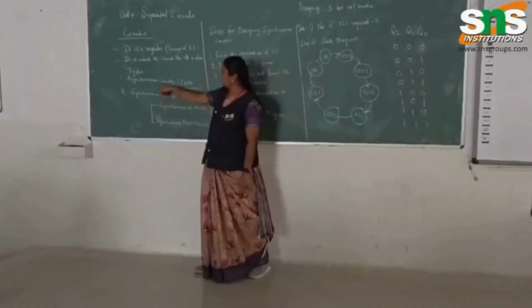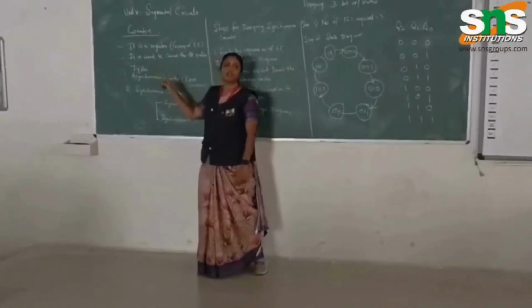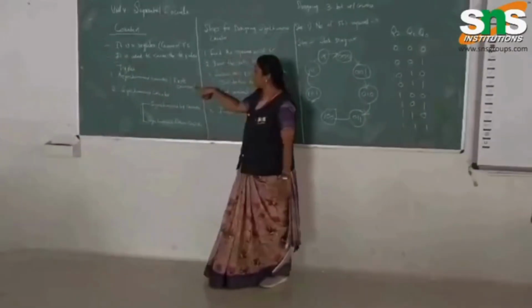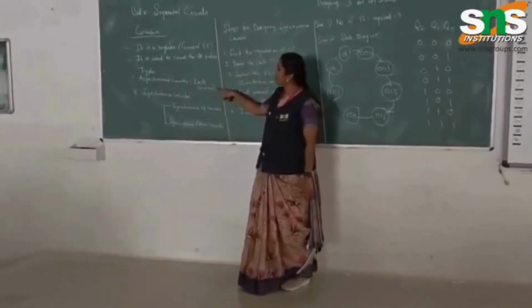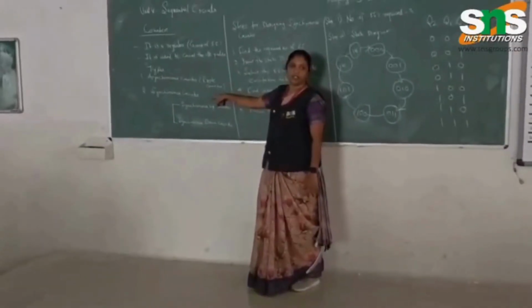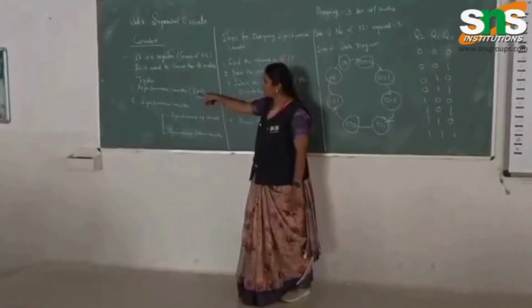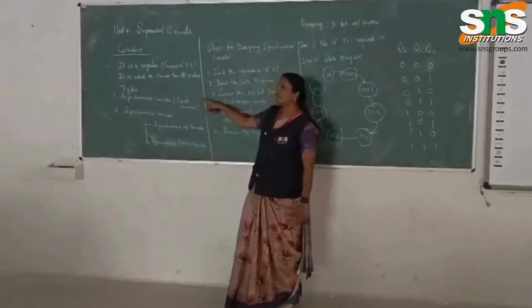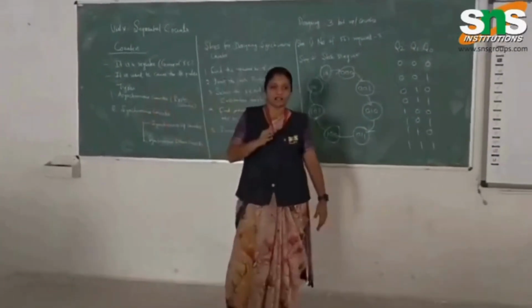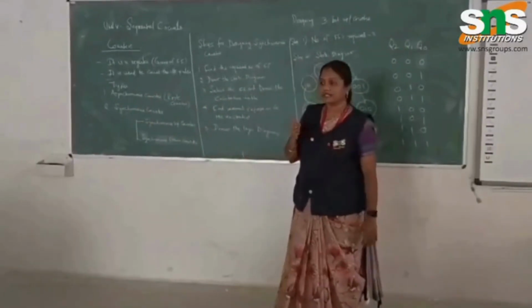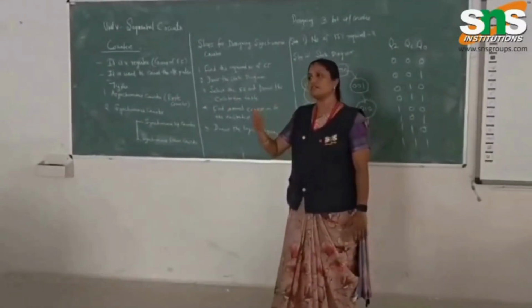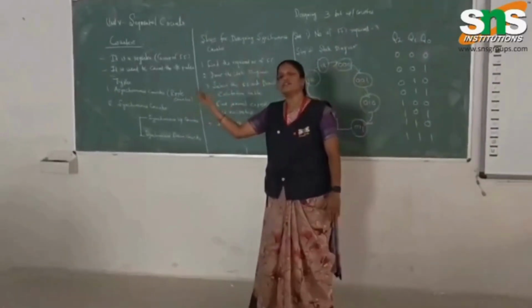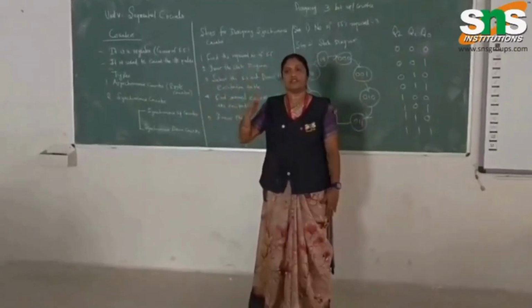Next, the types of counters. There are two types of counters: asynchronous counter, otherwise called ripple counter, and synchronous counter. There is a difference between them. In an asynchronous counter, the clock pulse is given to the first stage of flip-flop and the other stages are triggered by the previous stage of flip-flop.